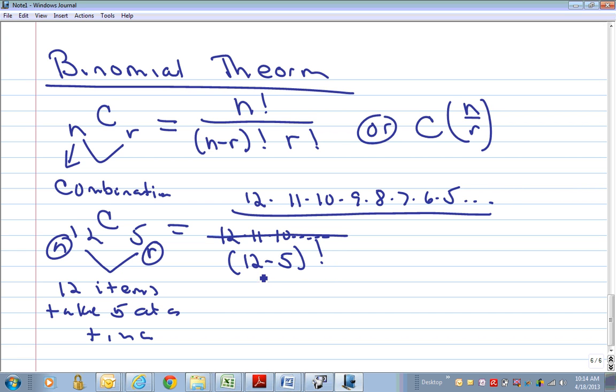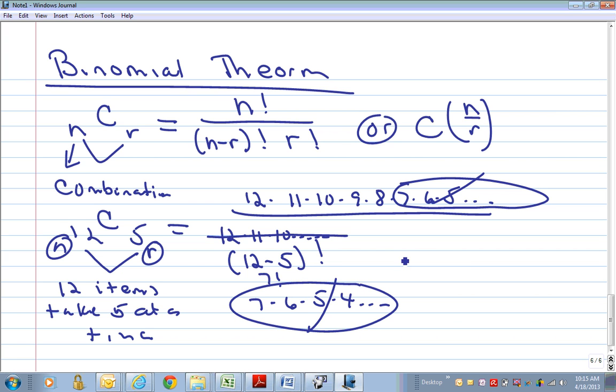12 minus 5 factorial is really 7 factorial. So you would have to start with 7 times 6 times 5 times 4. Oh, and look what happens. From this point on, you could make that cancellation. We still have to multiply times r factorial, and r would be 5 times 4 times 3 times 2 times 1. So we still have this. Now, let's take a look at what we can do from here.